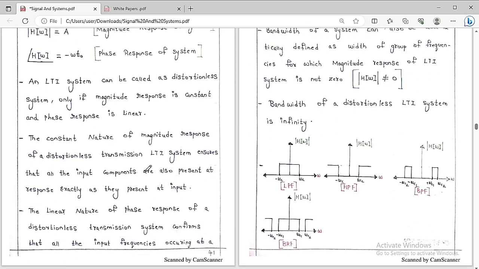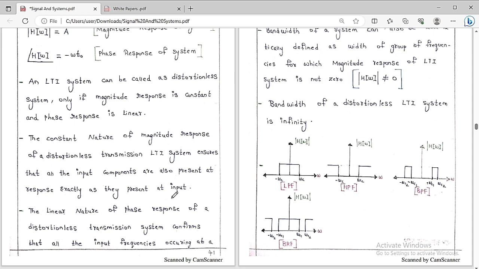The constant nature of the magnitude response of a distortionless transmission LTI system ensures that all the input components are also present in the response exactly as they are present at the input. So basically, what is the meaning of constant magnitude response? Whatever frequencies are present in the input, the same frequencies are also going to be present in the output.